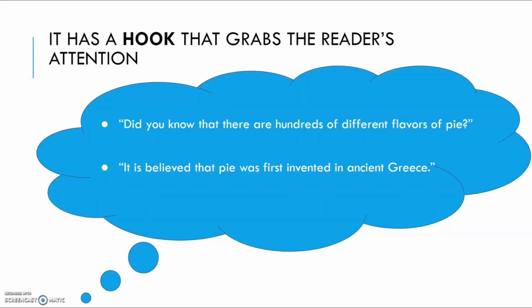The framework of argumentative writing is similar to that of informational writing, but it has some clear differences. So, what does argumentative look like? It has a hook that grabs the reader's attention. This could be a question or an interesting fact about your topic. So in the case of pie versus cake, my hook could be, did you know that there are hundreds of different flavors of pie? Or, it is believed that pie was first invented in ancient Greece.